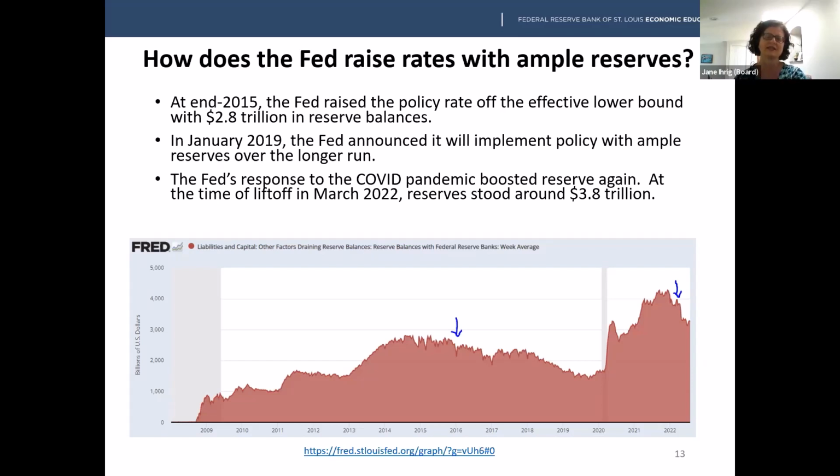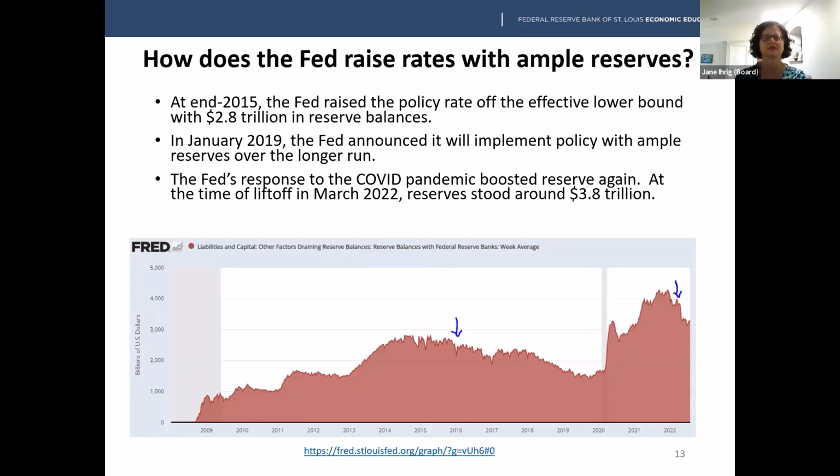And then I just extended this graph even a little further to show you what's happening today. You can see reserves have never gone back to the old limited amount. They've always been ample. And in fact, with COVID happening, again, the Federal Reserve turned to large-scale asset purchases because of the big negative shock. And you can see when we went to lift off interest rates off zero again in March of this year, they stood at $3.8 trillion in reserves in the banking system. So we've had ample reserves in the banking system for quite a number of years.